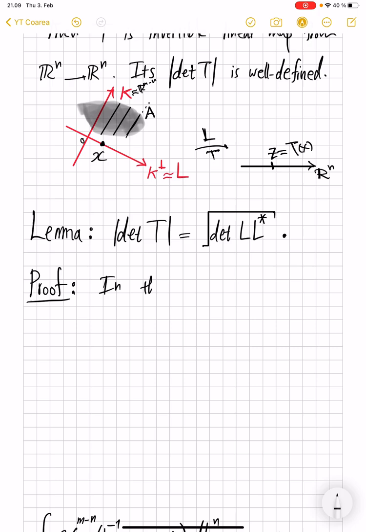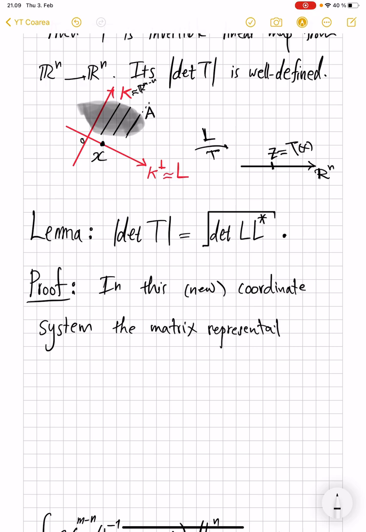In this coordinate system, the matrix representation of L is, okay, if I write this matrix in this coordinate system, if you pick from the K, so here will be the matrix representation of T. Okay, so this will be a block here.